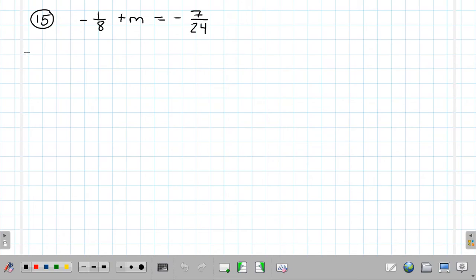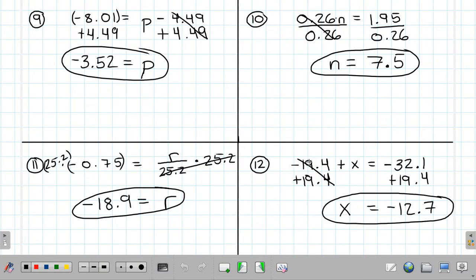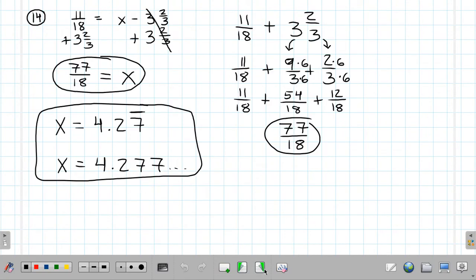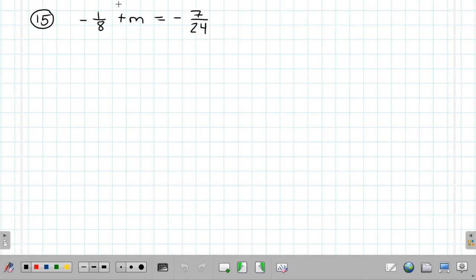Number 15, same kind of thing here. We have negative 1/8 plus m is equal to negative 7/24. Well, just like I believe it was number 12, we have a negative plus the variable is equal to a number. Well, it's the same thing here. Negative 1/8 plus m. Well, that means we need to add 1/8. But if we do it to one side, we got to do it to the other. So we get, once again, then the 1/8's canceling out. So we have m is equal to negative 7/24 plus 1/8.